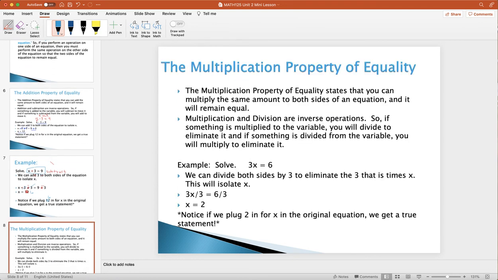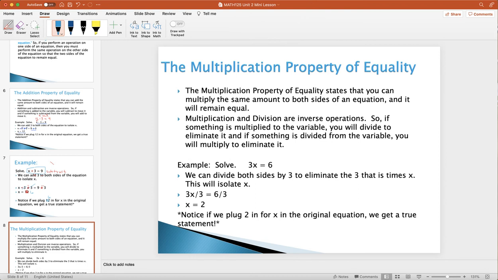The second property we're going to talk about is the multiplication property of equality. The multiplication property of equality states that you can multiply the same amount to both sides of an equation and it will remain equal. So again, multiplication and division are inverse operations, and we want to think about the inverse. How do we undo a certain operation? How do we eliminate it? If something is multiplied by x, or whatever the variable is, we're going to divide to eliminate it. And if the variable is divided by some value, we would multiply to eliminate it.